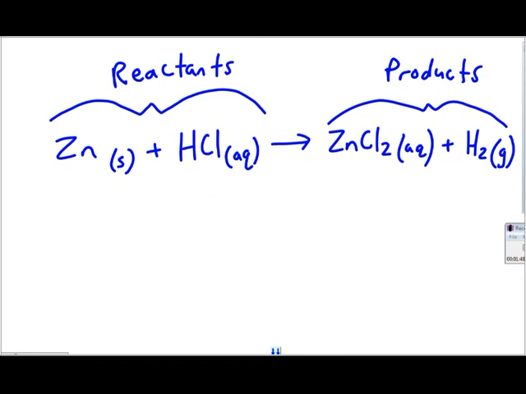So that was the whole point of lesson 1, just sort of introducing you to some basic vocabulary, reactants, products, chemical equations, and also just forcing you to picture what is going to happen in each of these equations.